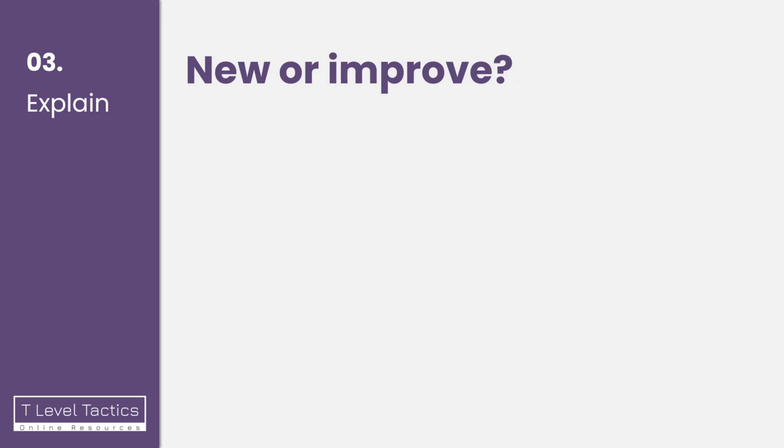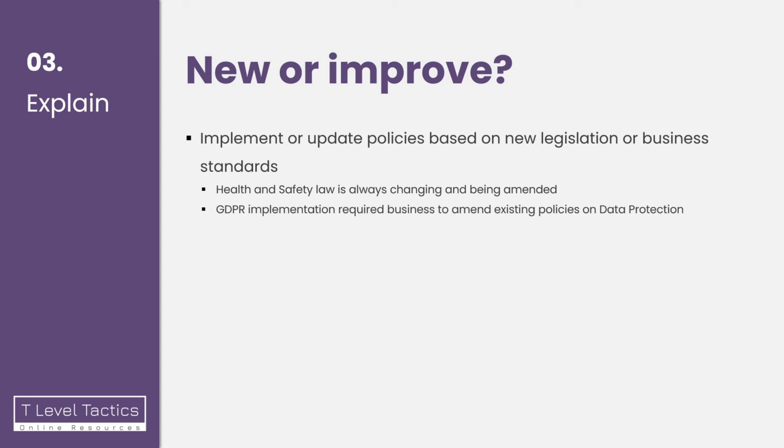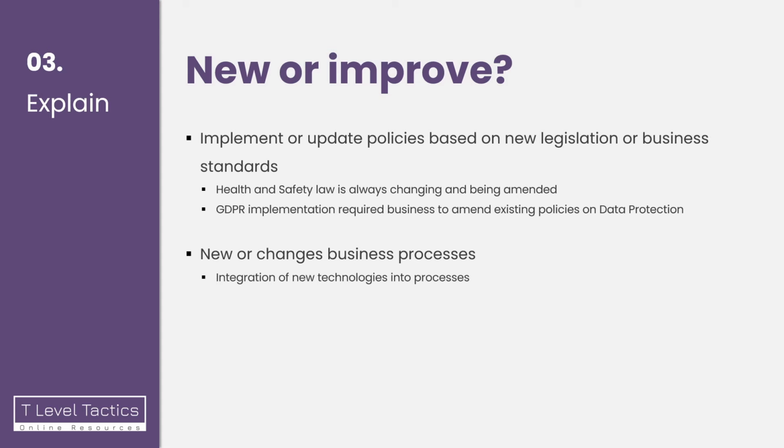So do we implement new processes and systems, or do we look at improving them? We could implement or update policies based on new legislation or business standards. Health and safety law is always changing and being amended. The implementation of GDPR required businesses to amend existing policies on data protection, for instance. We could also look at changing business processes. We could integrate new technology into those processes.